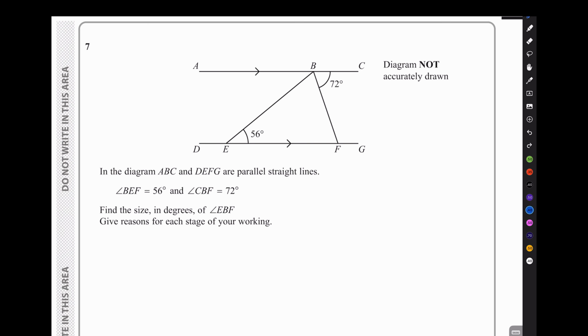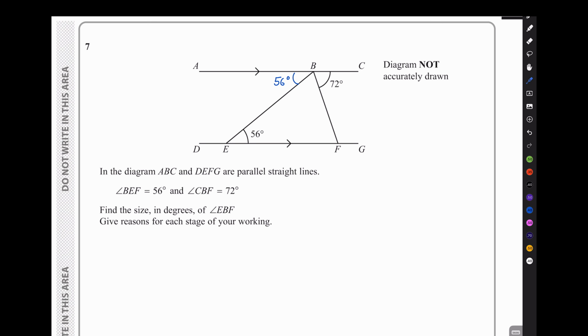right? Because I forgot the name of the rule. I think it's alternate angles. Yeah, alternate angles. And then, okay, now we can find this one. How? Since this is a straight line, we know that angles add up to 180 degrees. So this can be found using 180 minus 56 minus 72. I hope you get it.